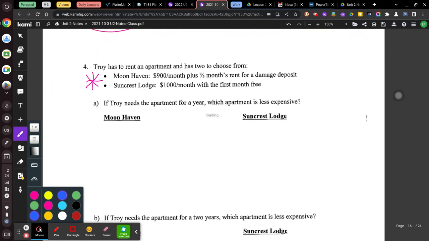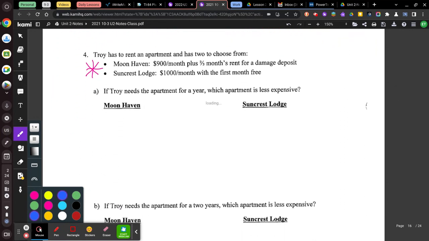So now we've got 2 different places, and we have an apartment at each place. Moonhaven's going to charge them $900 a month plus 2/3 of the month's rent for damage deposit. This is something super important. Damage deposit is only, write this down please, charged once. Once at the beginning.